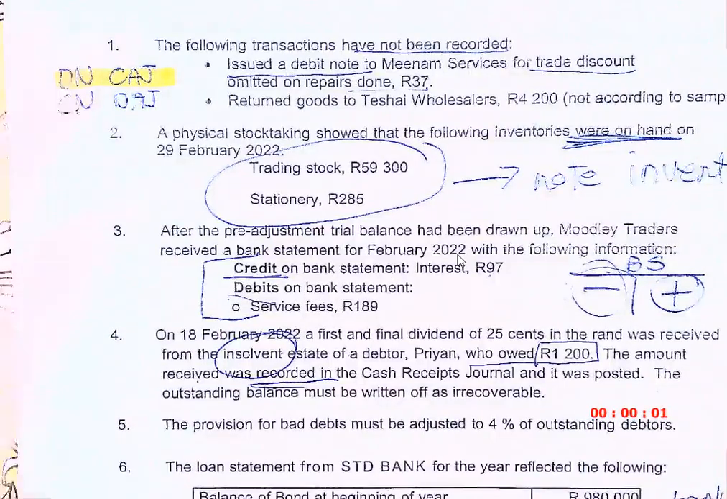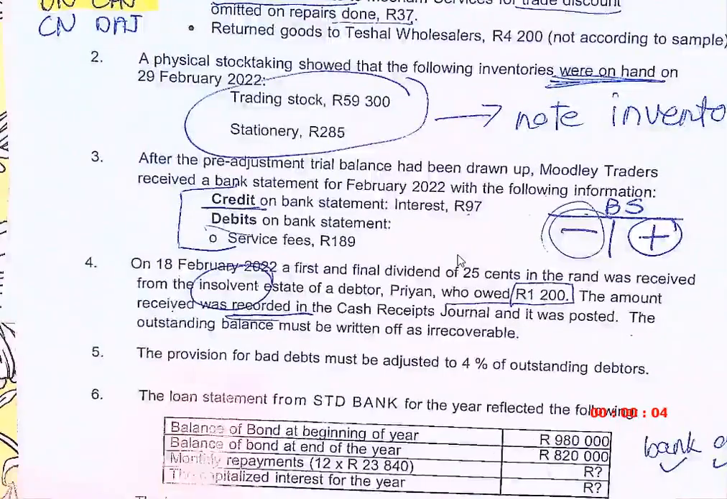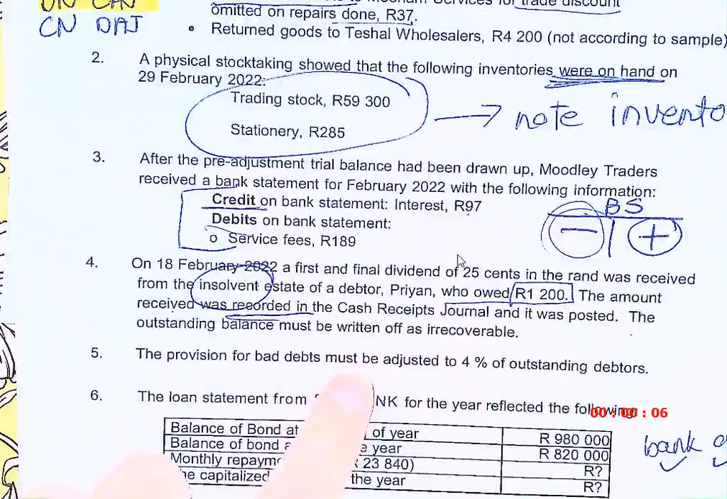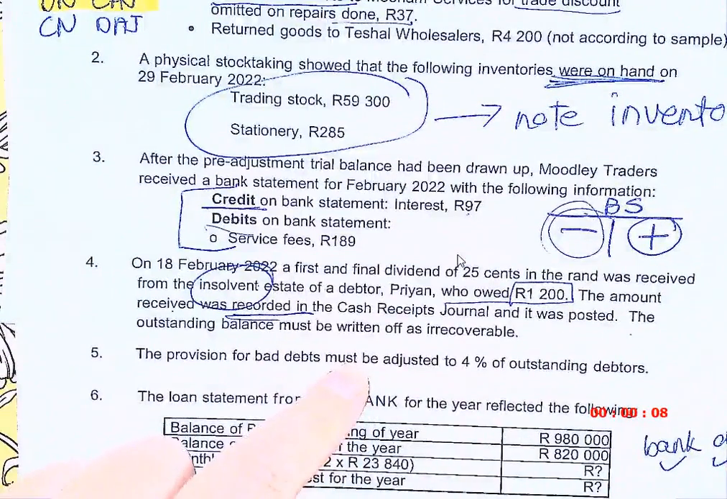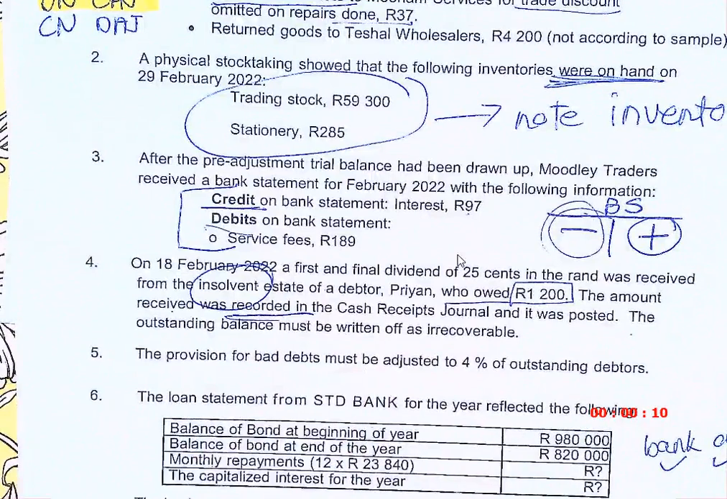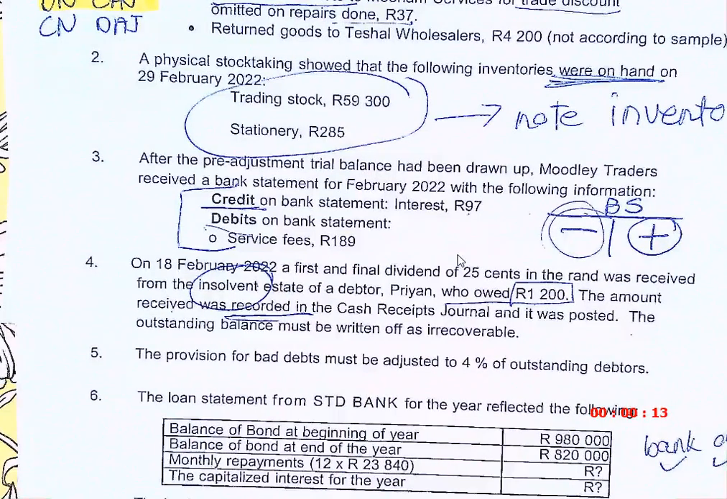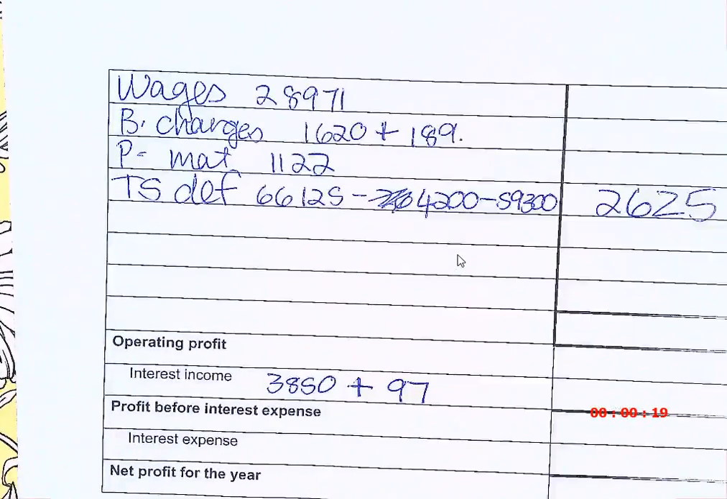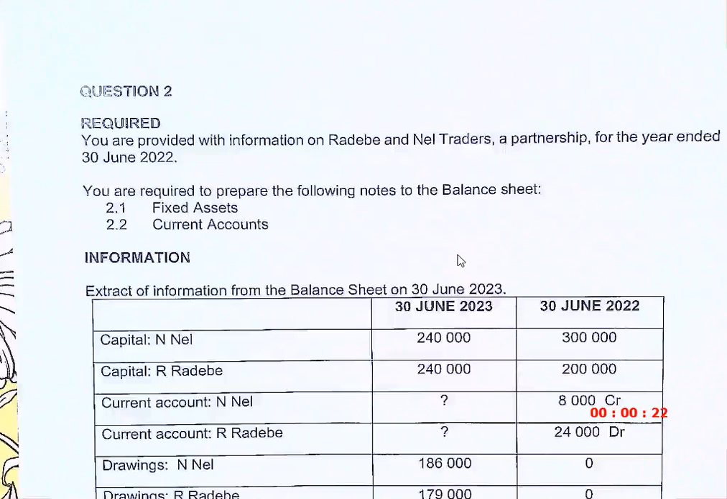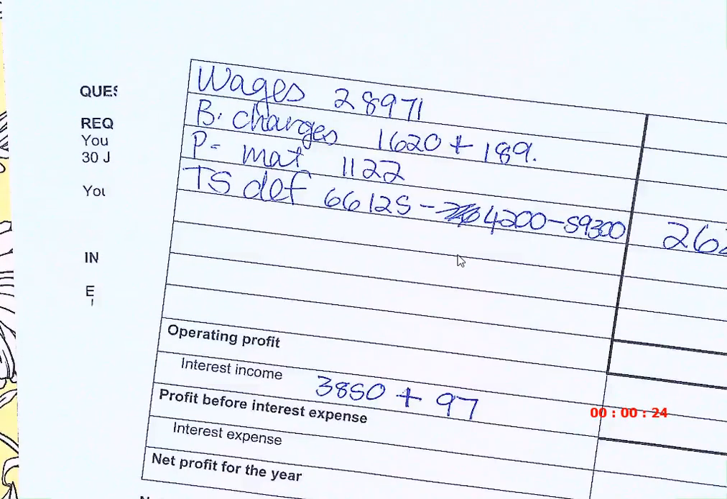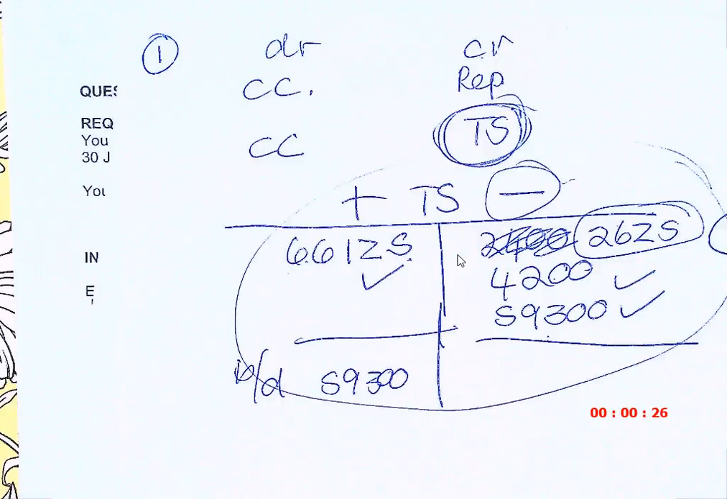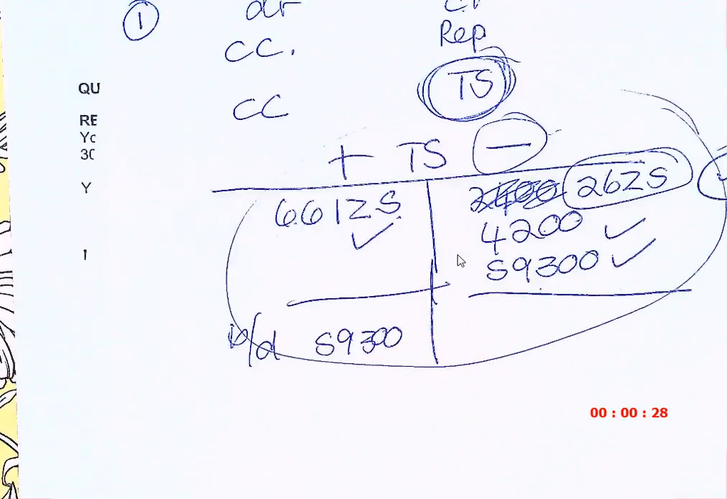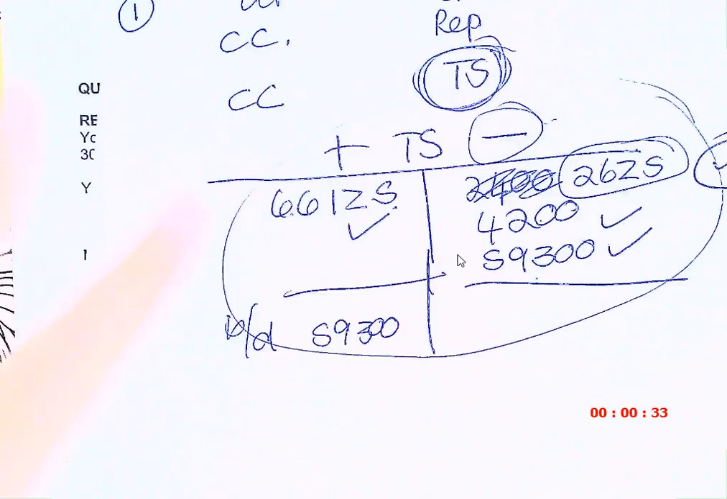So if I look at number 5, they say the provision for bad debts must be adjusted to 4% of the outstanding debtors. Now what I do is I firstly go look, what is my balance? So let me just find my page. Where's my page? Who can tell me what's the debtors control balance?